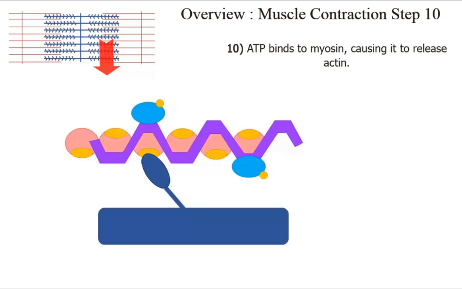With step 10, ATP comes in and binds to the myosin head. And remember, when myosin is bound to ATP, it no longer likes to bind to actin. And so when ATP binds, this causes the myosin head to let go of the actin active site.